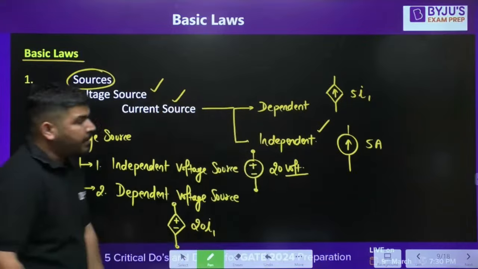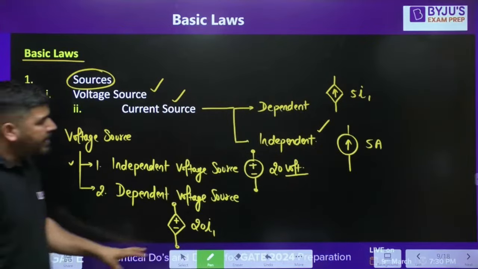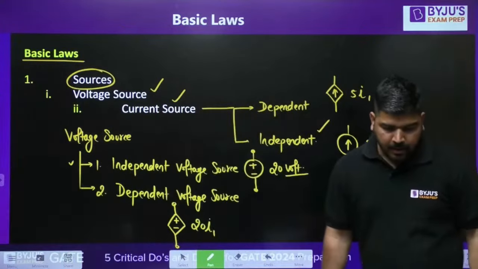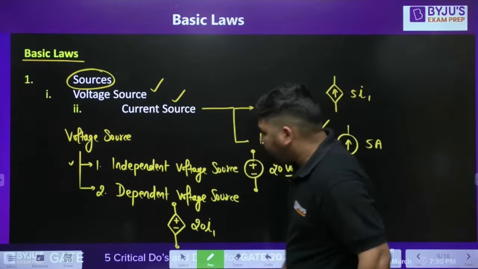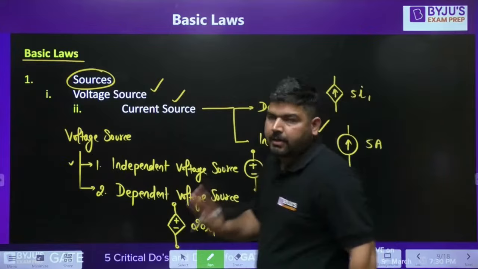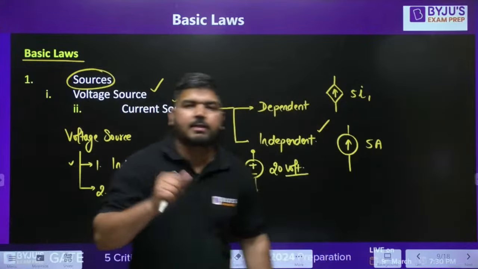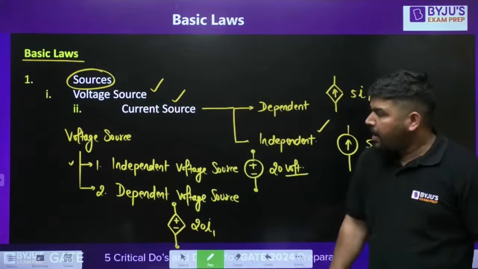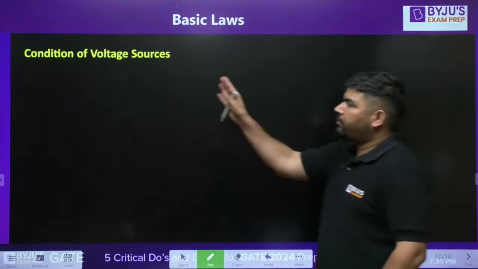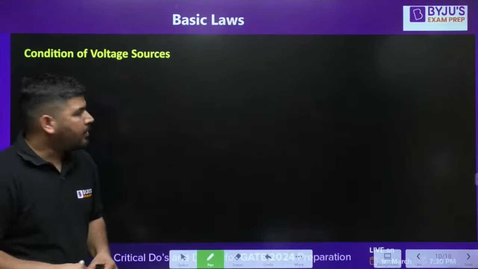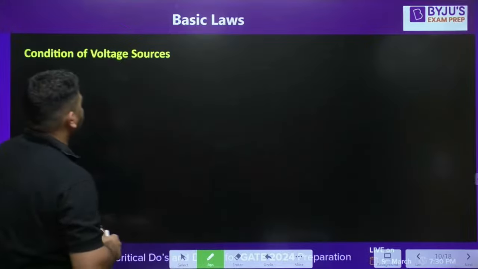Dependent sources are shown in the diamond shape and independent sources are shown in the circle. From this point onward we will try to understand only the independent sources. The dependent sources I will consider in nodal analysis, not before that. So let's first discuss voltage sources.